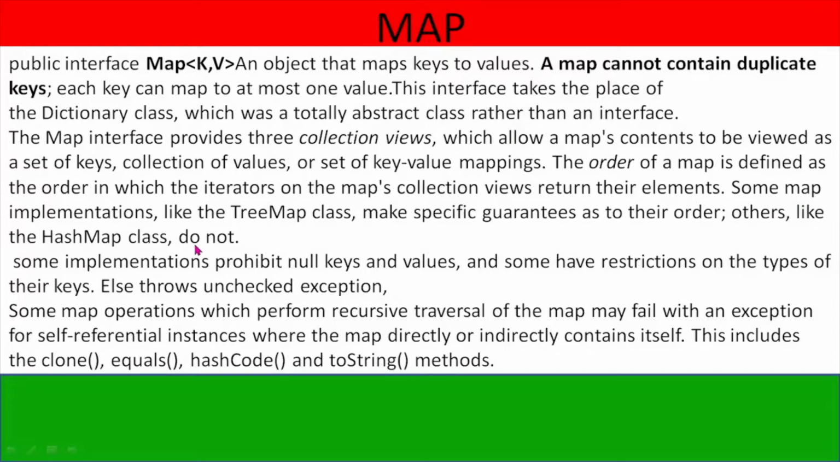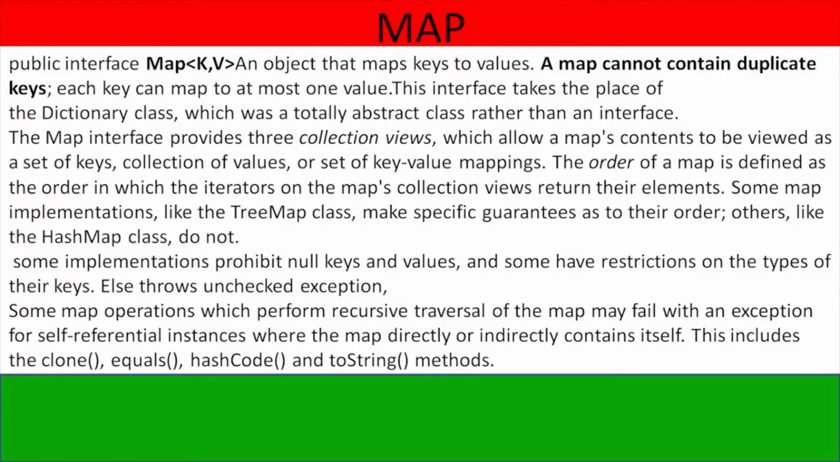Some map implementations like the TreeMap class make a specific guarantee as to their order. Others like the HashMap class do not. So TreeMap provides a specific order of elements. Later we will study this. Some implementations prohibit null keys and values, and some have restrictions on the type of their keys, else they throw an unchecked exception. Some map operations which perform recursive traversal of a map may fail with an exception for self-referential instances, where the map directly or indirectly contains itself. This includes the clone, equals, hashCode, and toString methods.